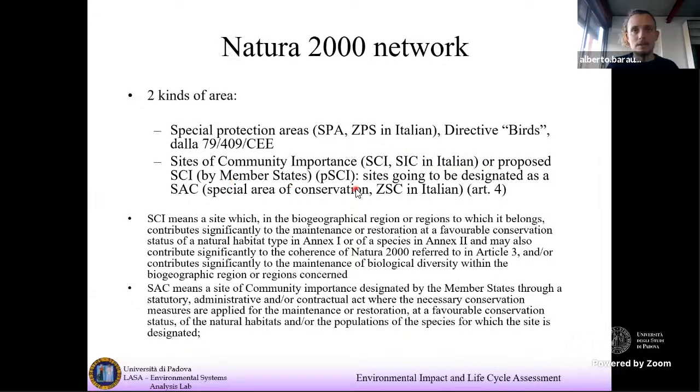And so an SCI is a site which is important for the conservation or the restoration of a natural habitat in Annex 1 of the Habitats Directive, or for the conservation or the restoration of species protected according to Annex 2 of the Habitats Directive. And it may also contribute significantly to the coherence of the Natura 2000 network.